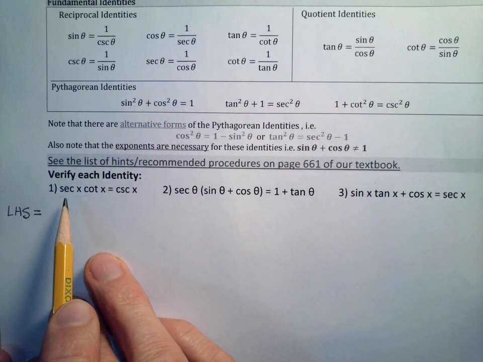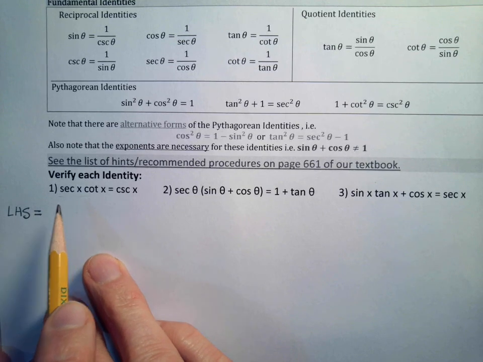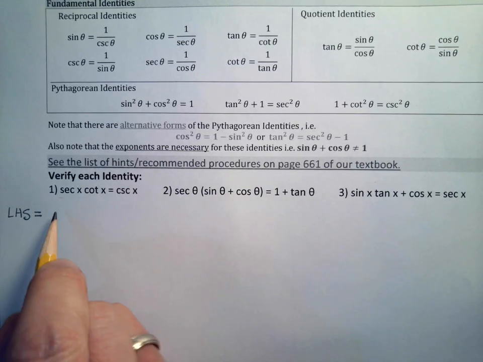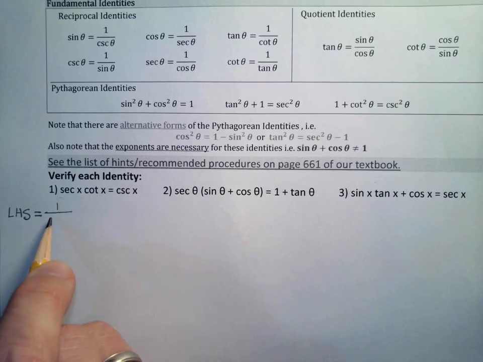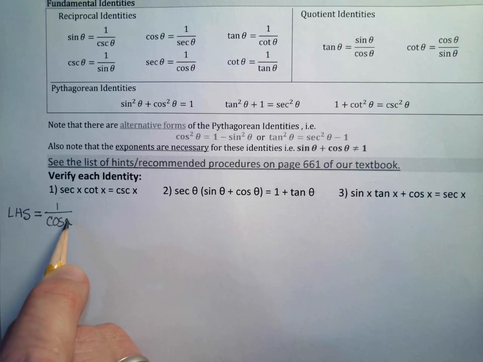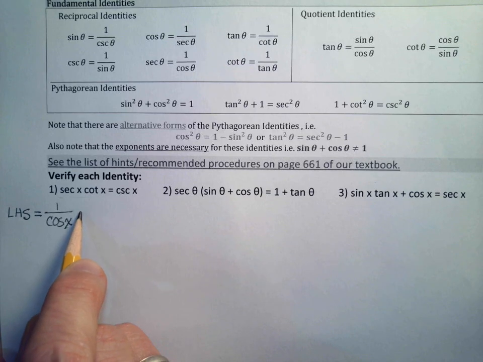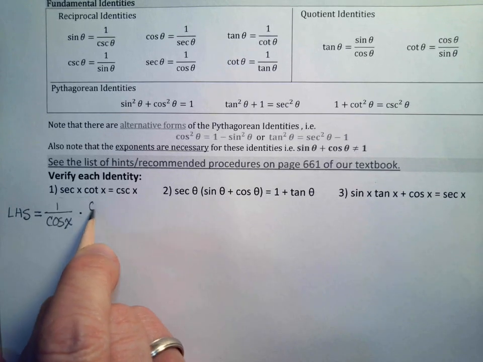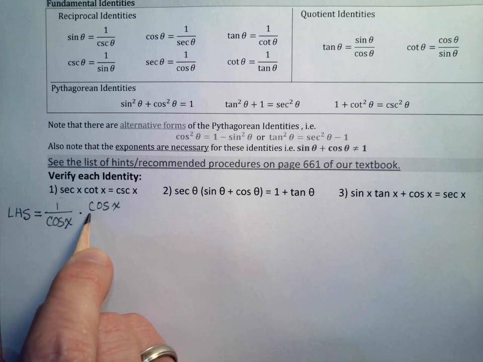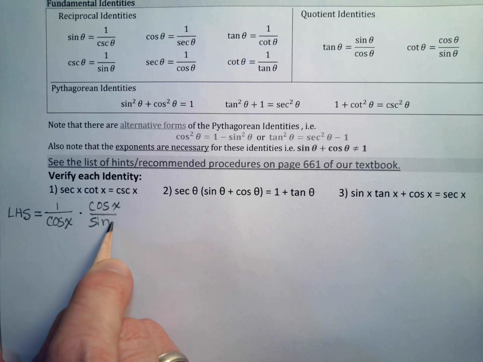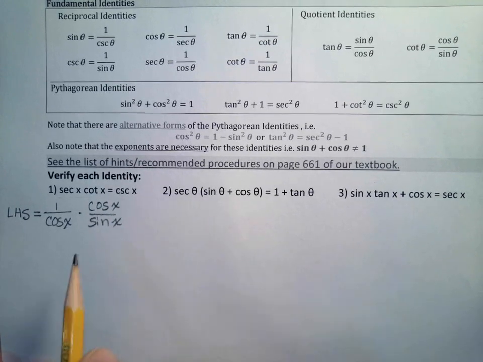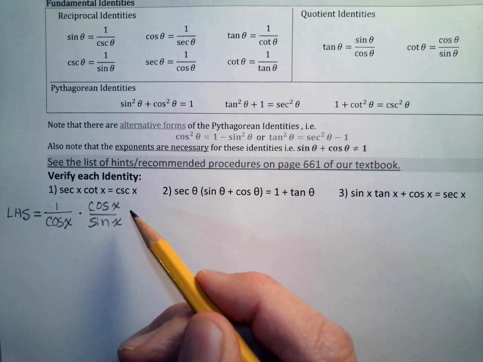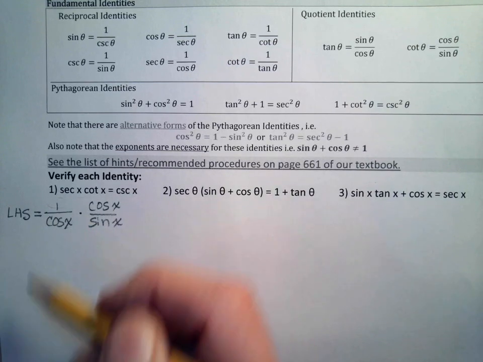What we should do is probably, in this case, don't know what else to do, turn it into sines and cosines. So secant could be written as 1 over cosine x times, and then cotangent is cosine x over sine x. Notice I'm just manipulating the left side. I'm not putting an equal sign here. I'm just going to work down.